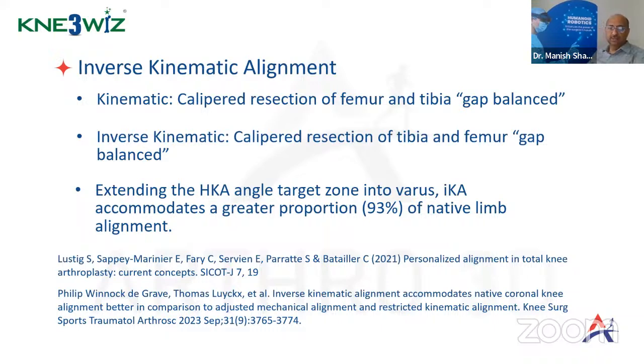Inverse kinematic alignment, wherein the tibial cut is taken first. It is measured at 4 different points: anterior medial, posterior medial, anterior lateral, posterior lateral. And they have to be equal, compensating for the wear of cartilage and bone.